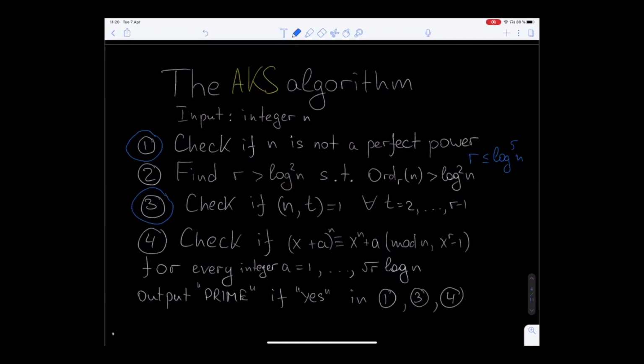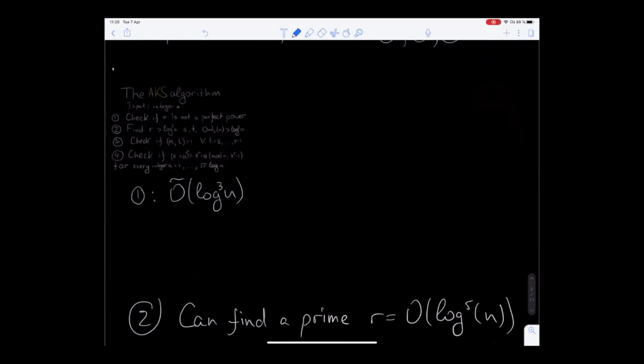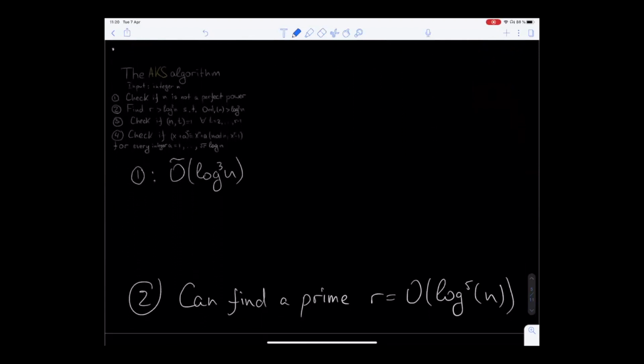So before the break, I'll go through the time analysis, what we should expect from the steps, and then we'll take a short break. Okay, so this is the algorithm. I left some space for myself to write down some notes. So the first step is checking that n is not a perfect power.